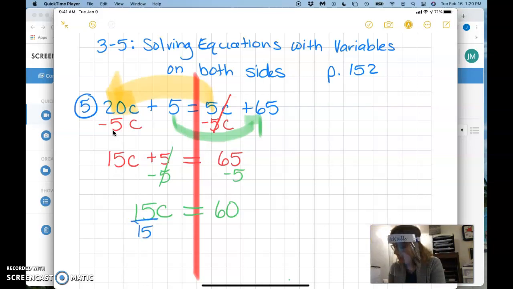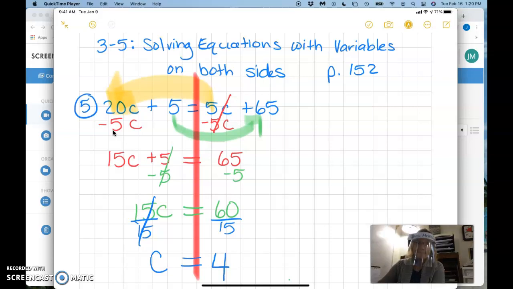Okay? The 15s cancel out, and I get c equals what? 60 divided by 15 is 4. Thank you, Ethan, for getting your calculator. It's okay.